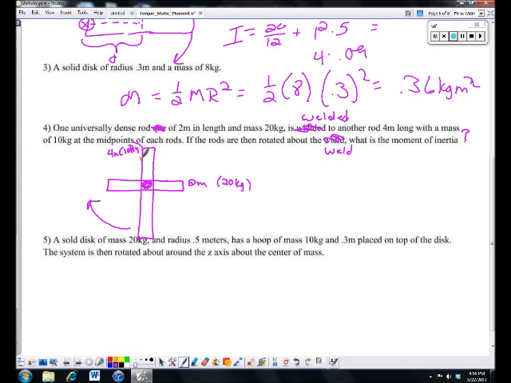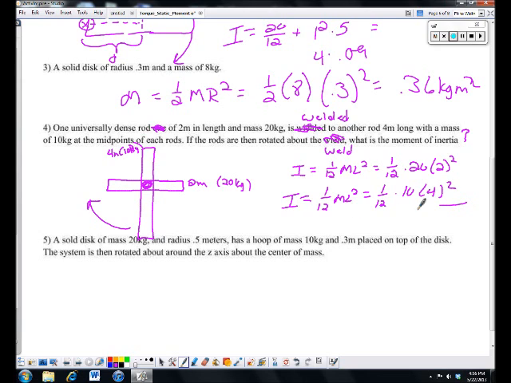Well, the good news is, just like before, you simply sum your inertias. My inertia of my first one, a uniformly dense rod again, is 1/12 m l squared. So 1/12 times my mass of 20 times a length of 2 squared. My second one is 1/12 m l squared also, so 1/12 of 10 times 4 squared. Then you simply add them together. Finish it on your own.